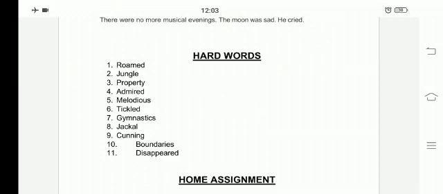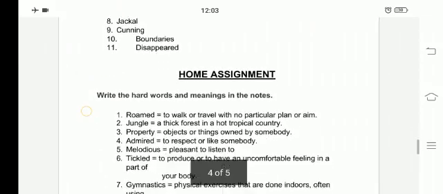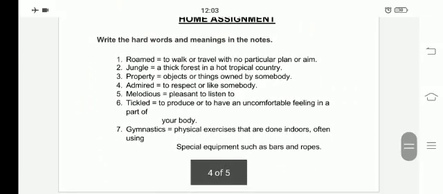Students, I want you to write these hard words in your notes and you have to learn the spellings of these words. And the home assignment for you is to write the hard words and meanings in the notes. I have given you the meanings for the above hard words. You have to write them in your notebook and you have to learn the meanings and also learn the spellings of the given words.